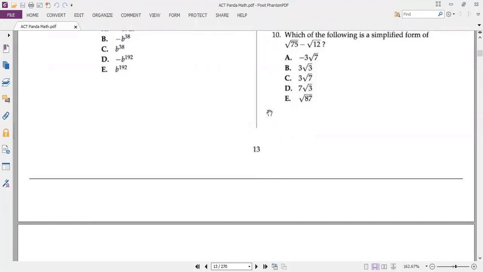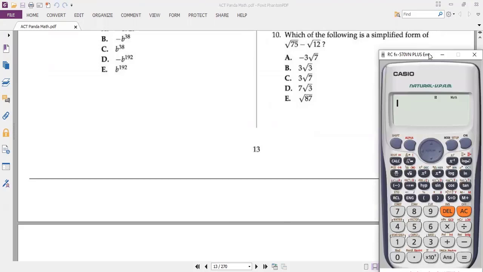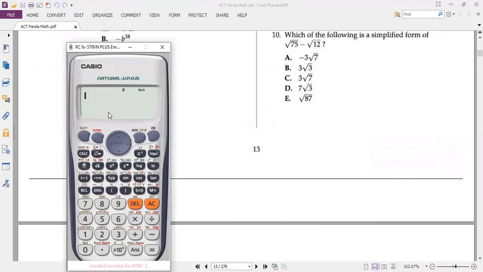Number 10. Which of the following is the simplest form? Okay, this is the first problem using a calculator. Don't waste your time at all in the ACT exam. Okay, just write on the calculator root 25 minus root 12. That's all. Just choose 3 root 3, answer B. Okay, less than 1 minute.